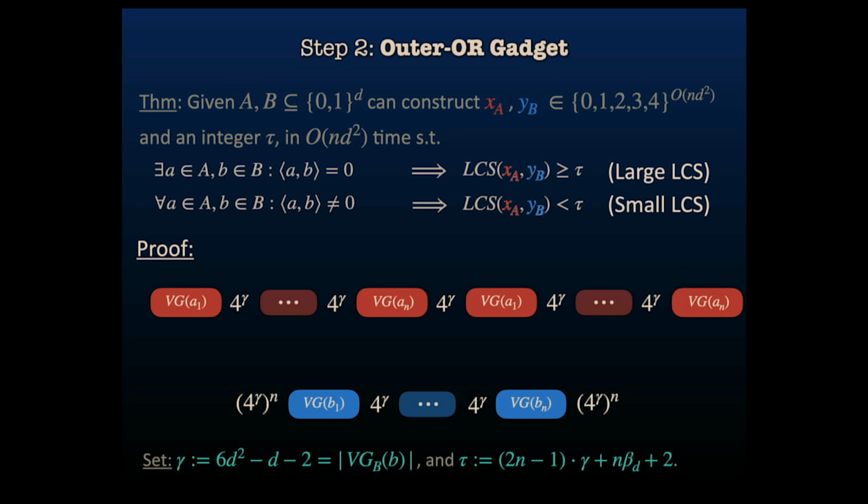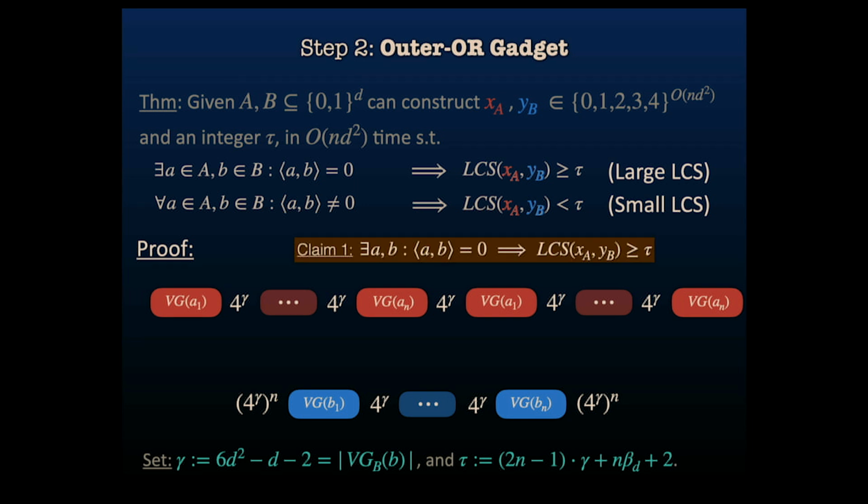So let's see the proof. Okay. So right, the 4s. So I have gamma 4s, and gamma is d squared, which is equal to the length. I'm going to choose the length to be equal to the length of a gadget. The length of a gadget was also like this, if you remember from the previous slide. So I'm going to put exactly as many 4s as a gadget. And then I claim that the theorem is correct with this tau, which equals this thing. So let's see why that is the case.